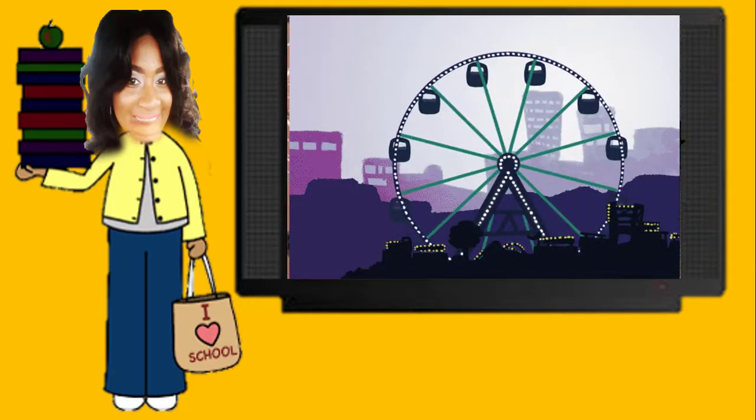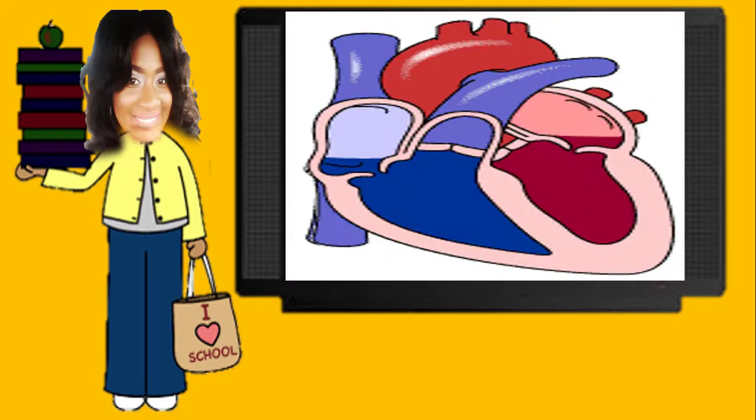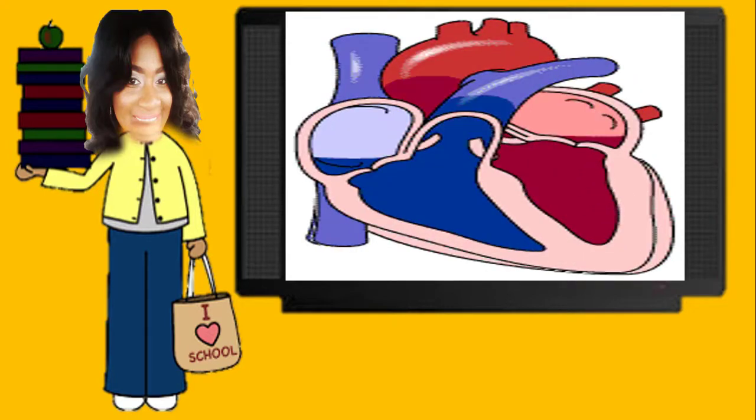Next, we have a Ferris wheel that's turning in a rotational pattern. Last but not least, we see the opening and the closing of your heart valves to control blood flow in a rotational pattern.